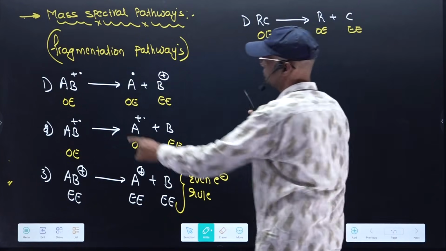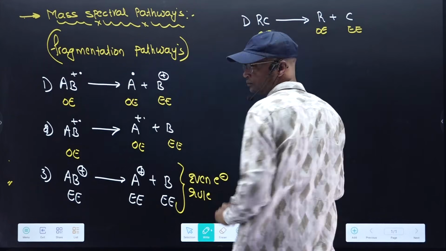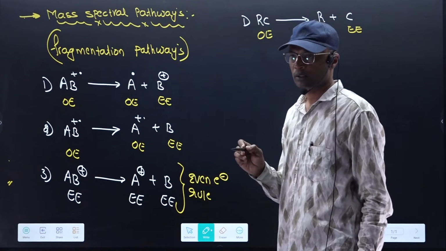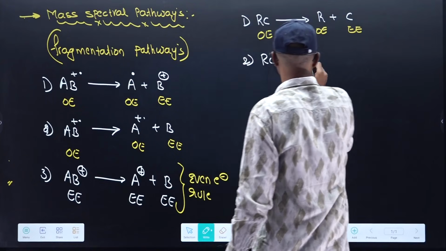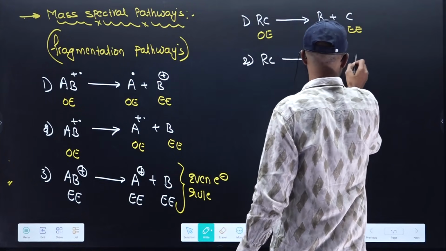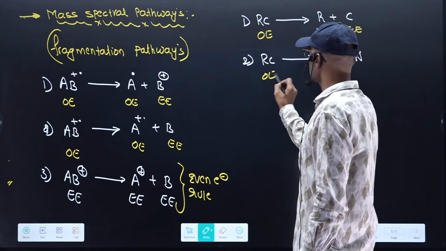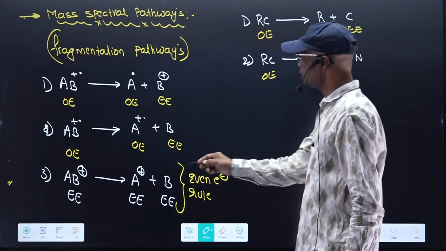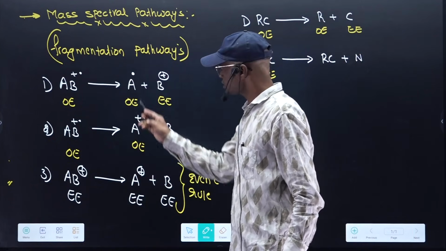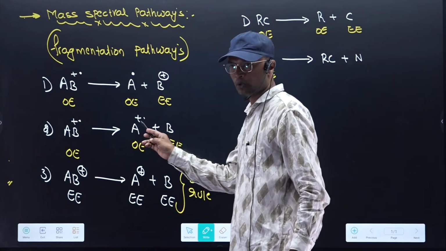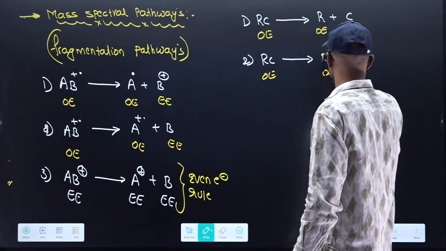Radical cation undergoes fragmentation and gives radical cation plus cation. Then the second possibility: radical cation undergoes fragmentation and gives radical cation plus neutral. What is a radical cation? Odd electron. Here it is a radical cation or not? Are these two the same? No, they are not the same. Here a radical cation, here also a radical cation, odd electron, and what is this?